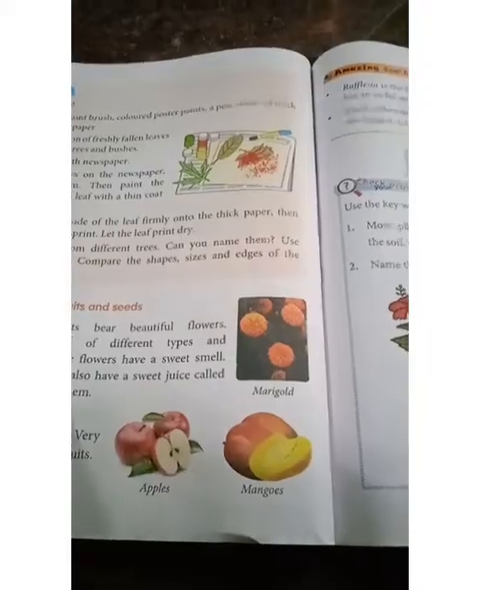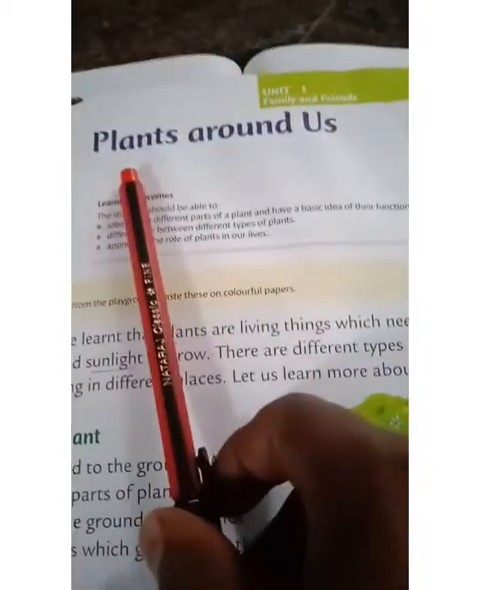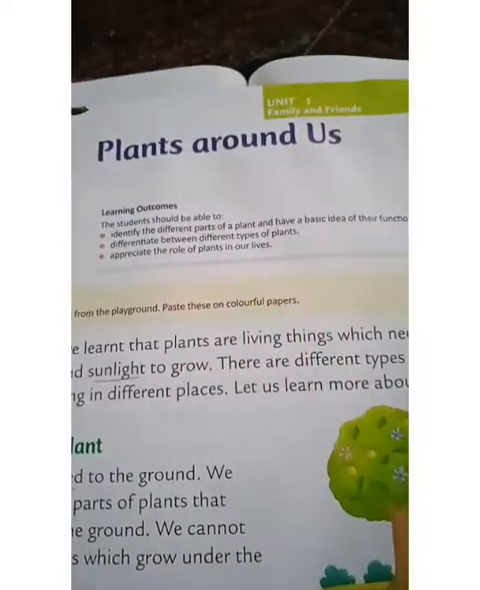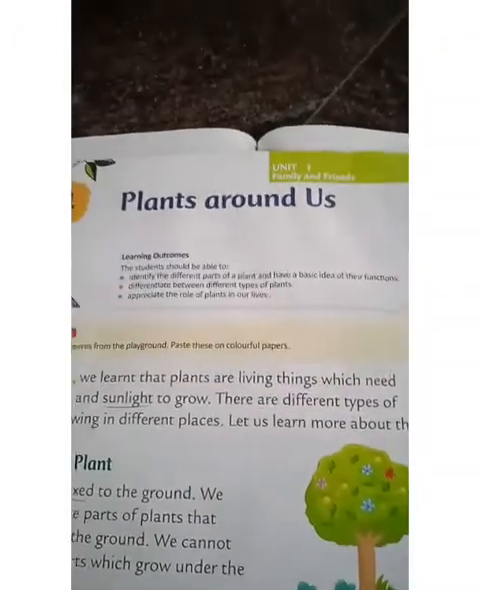Now all of you take your book. Page number 21. Lesson 4. Plants around us. Okay. All of you look at your book.